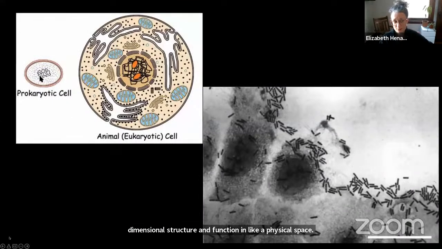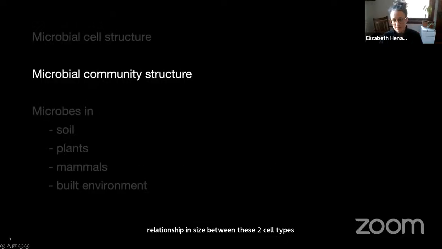So prokaryotic cells, microbial cells, and eukaryotic cells, so plants and animals, exist at vastly different scales. Here we see an electron microscope image of these little rod guys that are actually assemblages of multiple microbial cells with an animal cell compared to it. You can see, and these exist in three-dimensional space, right? There's like a 1 to 100 or a 1 to 1,000 relationship in size between these two cell types. So microbes exist in communities most times. They like to hang out with each other, sometimes within the same species and sometimes within different species.